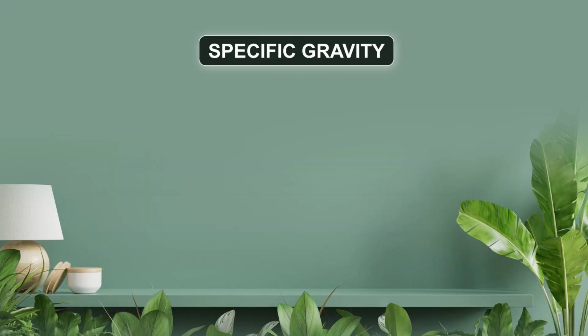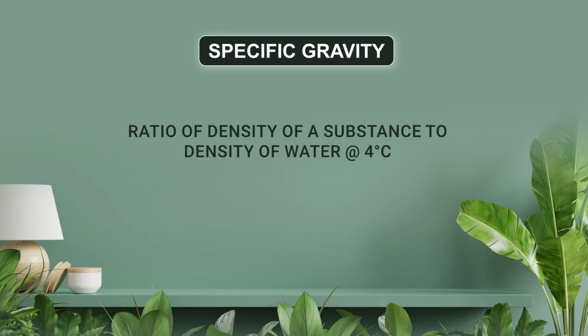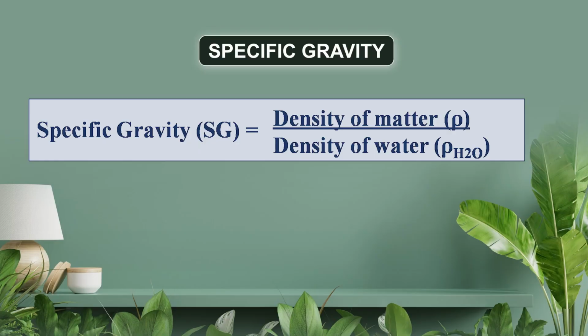The first is specific gravity. There are two terms: one is gravity, the density, and the other one is specific gravity. Specific gravity basically is a ratio. It is the density of a substance divided by the density of water.